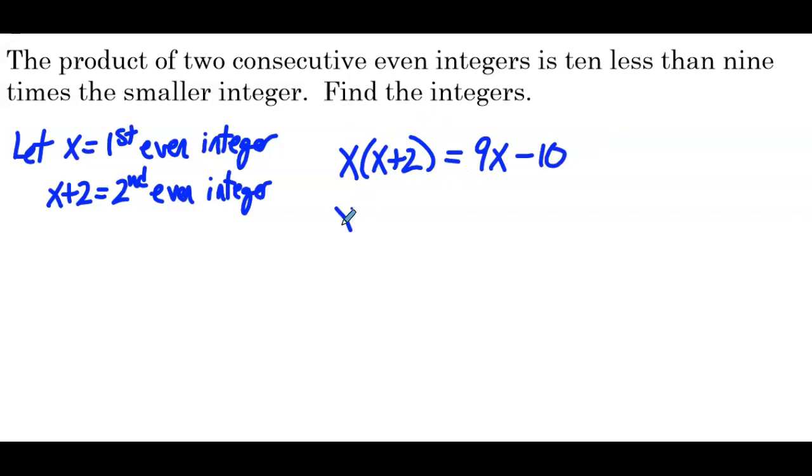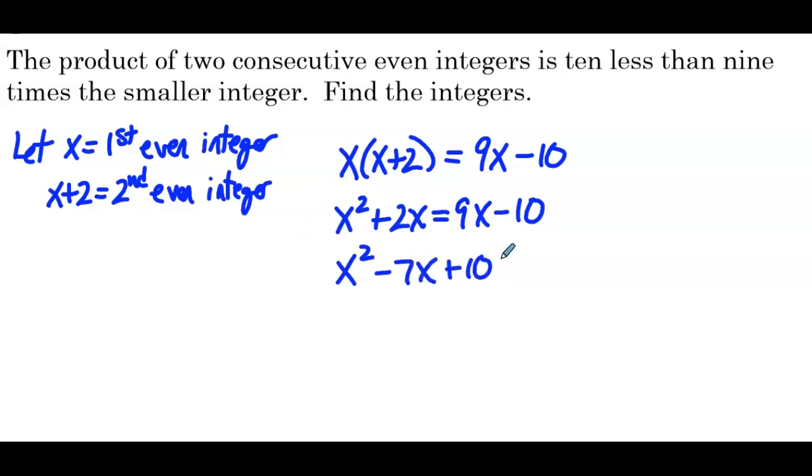We'll start by distributing the x, so x squared plus 2x equals 9x minus 10. Now we have a quadratic equation, so it needs to be equal to 0. So x squared minus 7x plus 10 equals 0. So now we factor. So we need a factor pair of positive 10 that adds to negative 7.